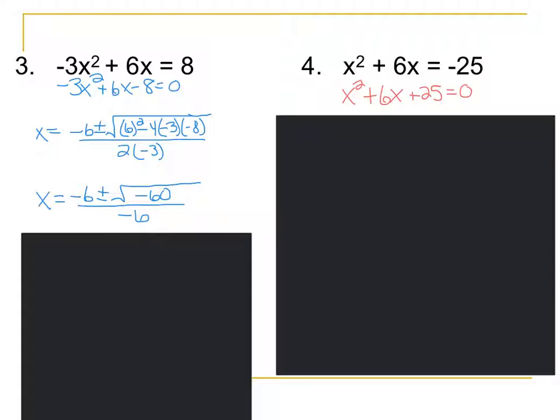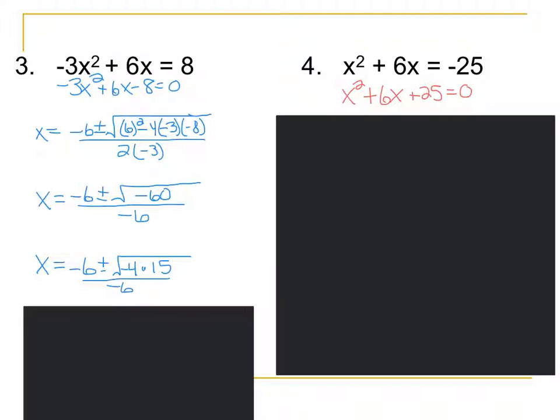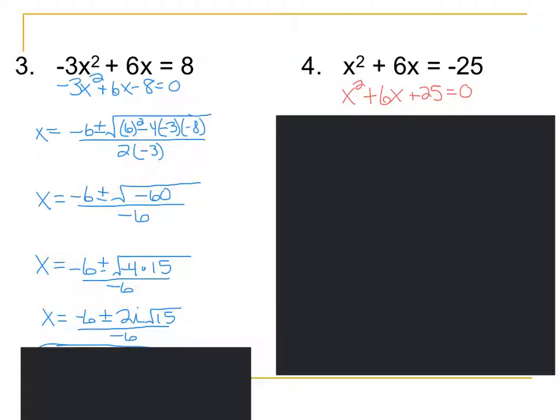And so negative 60 is not a perfect square, and because it's negative, it means you have 2 unreal solutions, or we're going to have i. We're going to look to simplify the square root of 60. There is a perfect square factor of 4 and 15, and I'm going to put that negative with 4 because I can take the square root of negative 4, and it becomes 2i. So now I have negative 6 plus or minus 2i times the square root of 15 over negative 6.